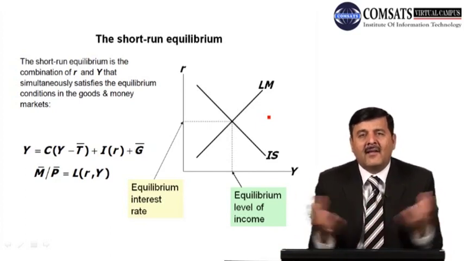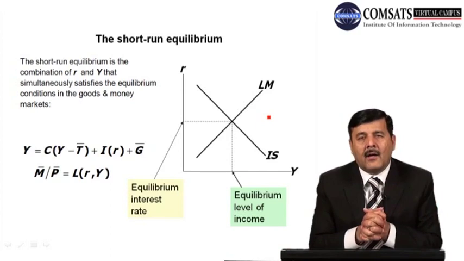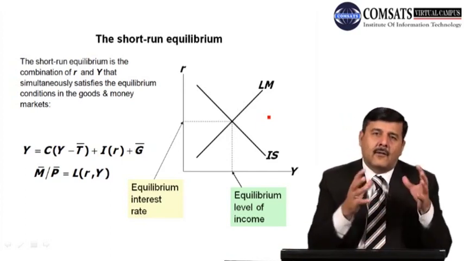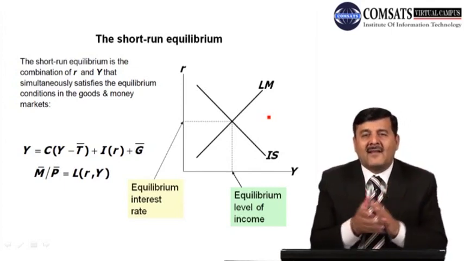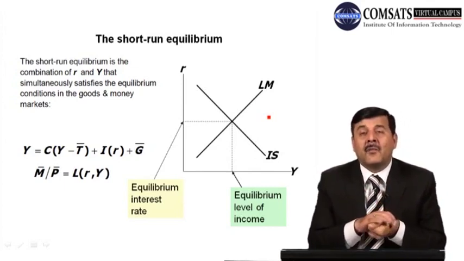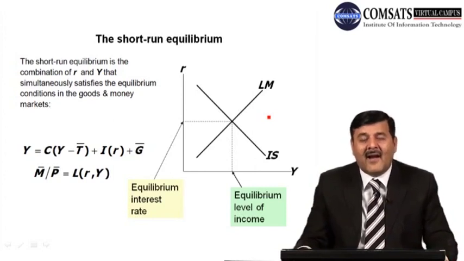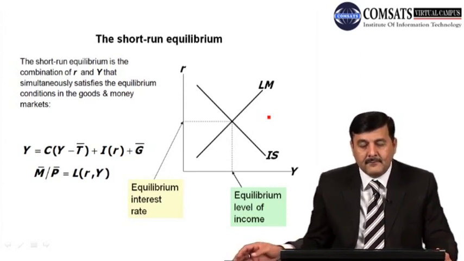This gives equilibrium in both markets, and what are those markets? It is the goods market and the money market. So when there is simultaneous equilibrium in the goods market and the money market, that is the point where there is equilibrium, the short-run equilibrium in the economy.